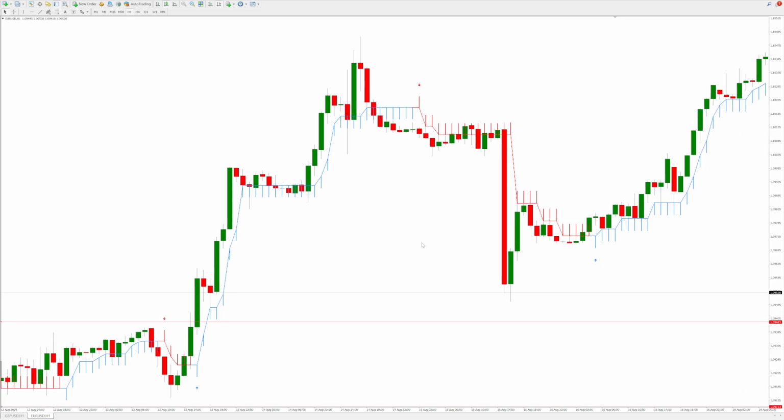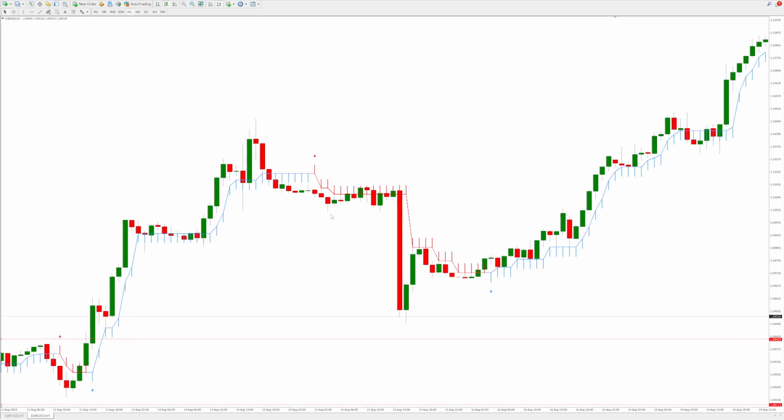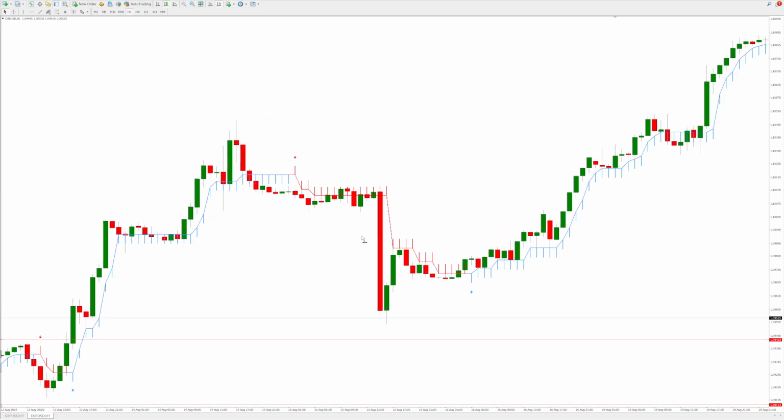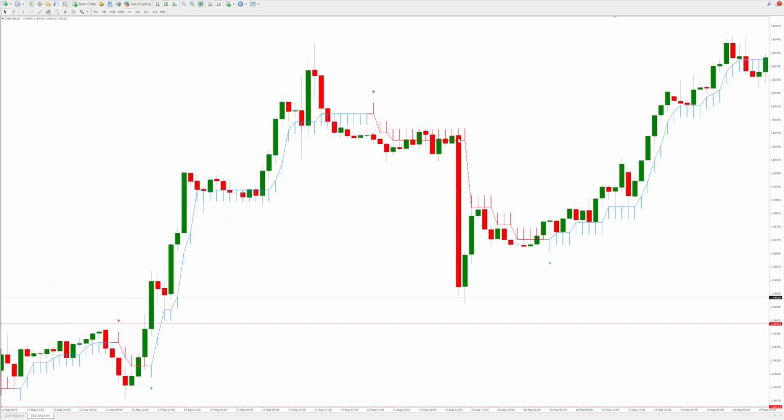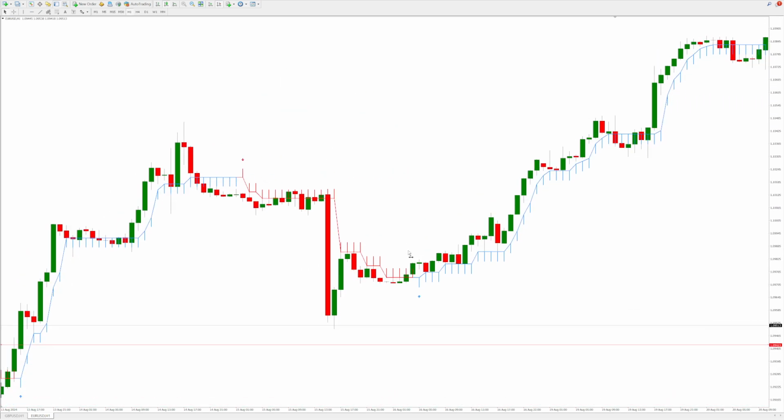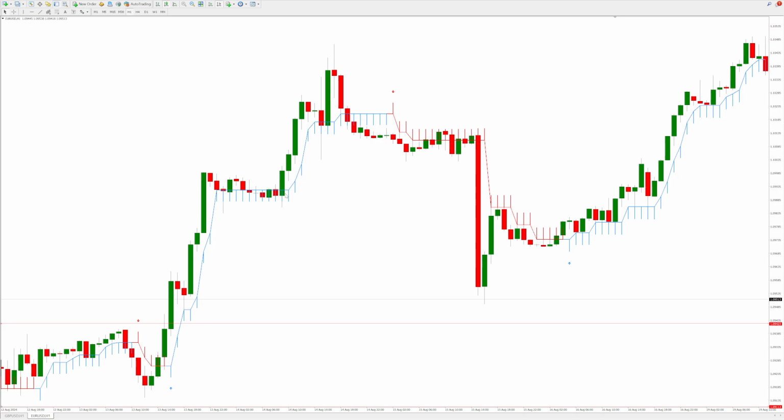Okay, we have a pullback here, quite a big pullback. I mean, this bar is probably due to some news, perhaps an artificial spike there. Nonetheless, the trend did actually continue, and now this is when the half trend indicator from my perspective comes in handy.